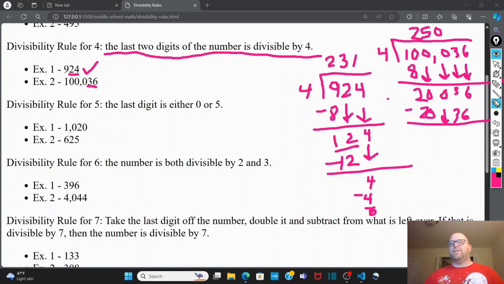So let's look at the 36 here. How many times does 4 go into 3? 0 times. But how many times does it go into 36? 9 times. 9 times 4 is 36. 36 minus 36 is 0. Remainder is 0. That one checks out as well. Hopefully that made sense. It made sense to my coffee-deprived mind.